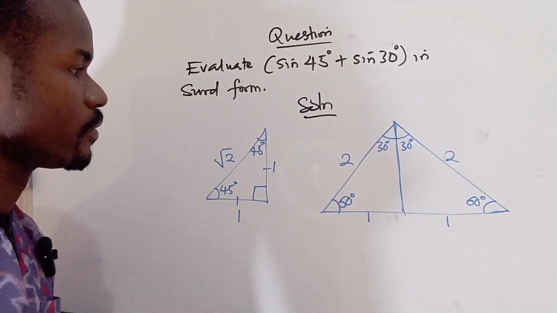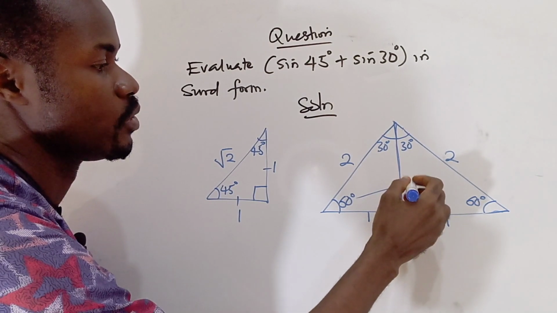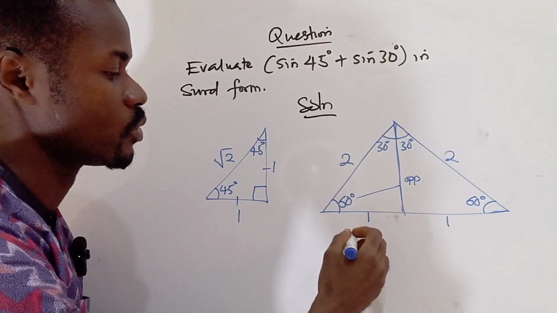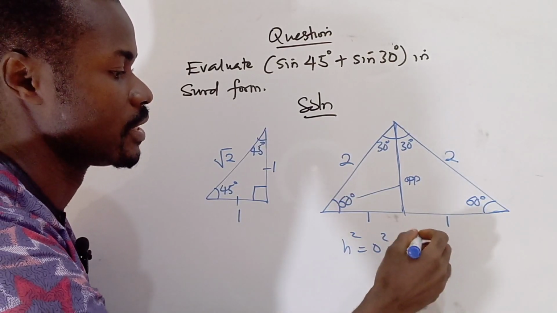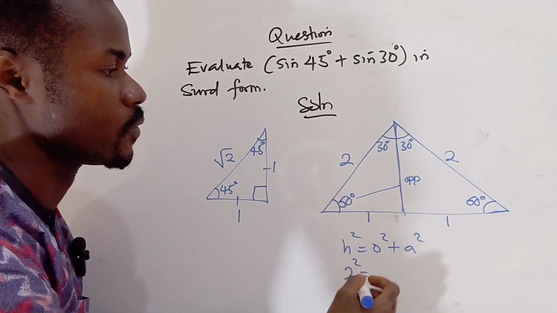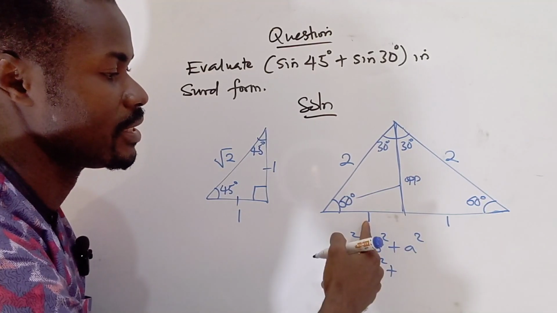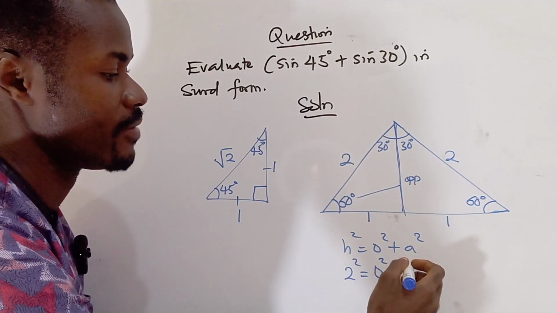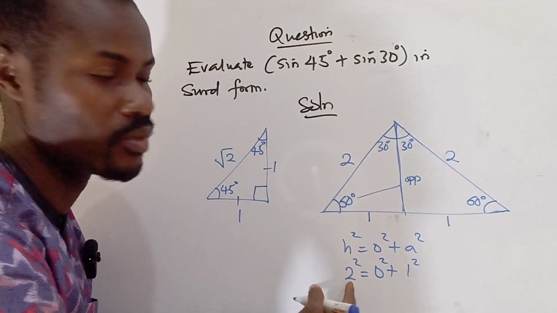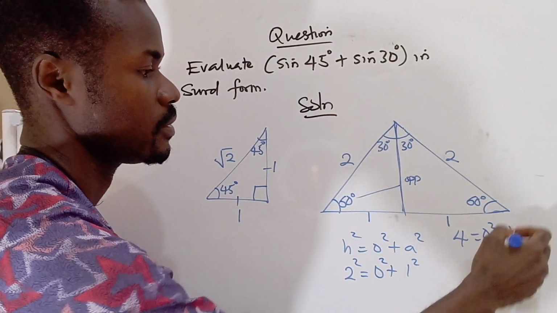All right, so with that, we can as well solve for what we don't have, which is this part, which is the opposite. How do we solve it? Remember, hypotenuse square is opposite square plus adjacent square. So hypotenuse square, which is 2 square, is equal to our opposite square, we have no idea, plus adjacent, which is 1, so we have 1 square. So 2 square is going to give us 4, equal to opposite square plus 1 square, which is 1.